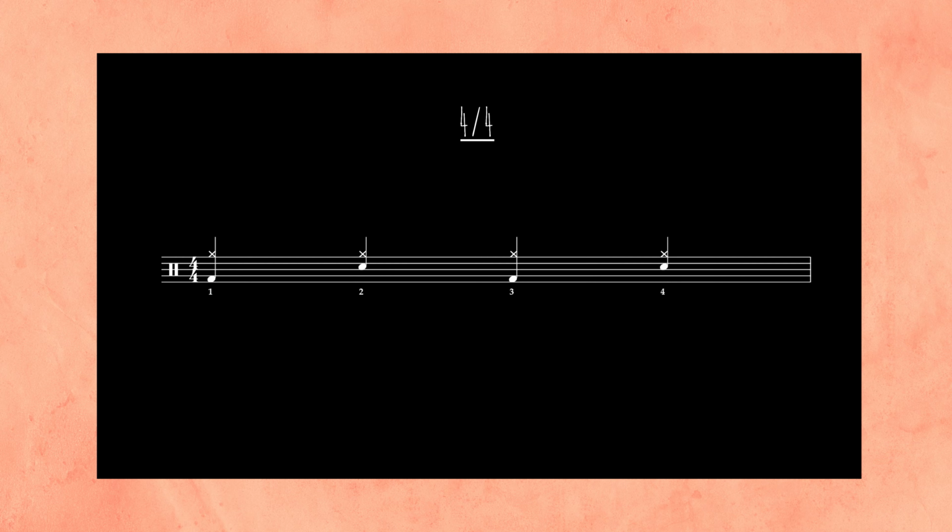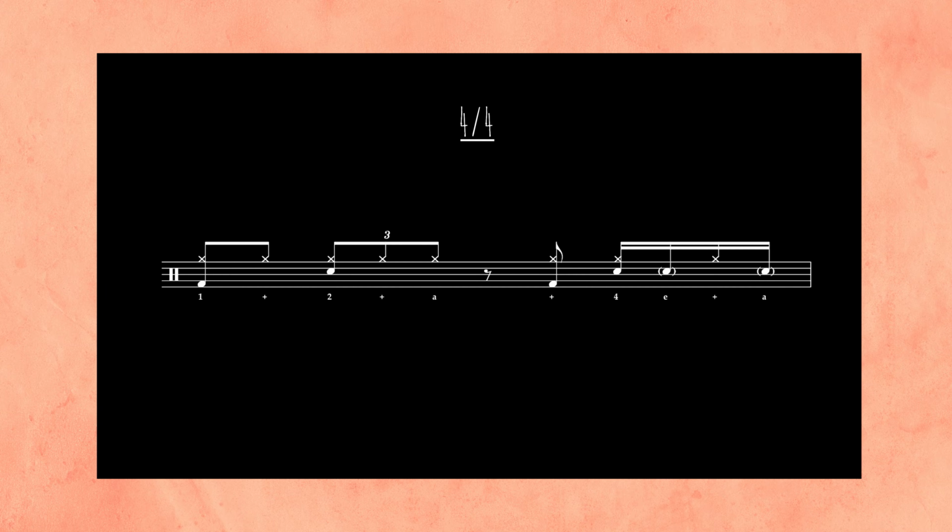But just because we have 4 quarter notes per bar, it doesn't mean that you have to play in quarter notes. Just like in chapter 2, we can subdivide these quarter notes into any note value we like to give us more rhythmic options. So if I wanted to play in a mixture of 8th notes, 8th note triplets, and 16th notes, it would sound like this.